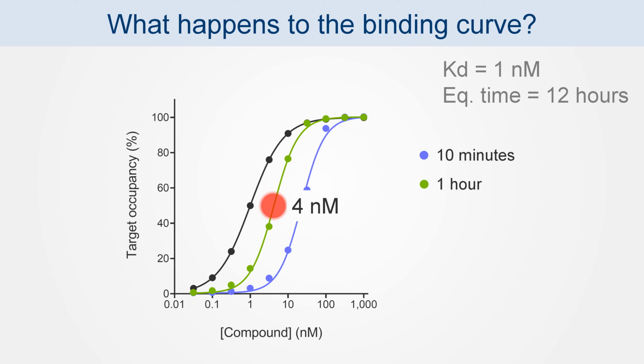Here's what happens if we use an incubation time of 1 hour, a time that is fairly typical. Again, the curve is shifted to the right. The effect is not as dramatic, but we are still underestimating ligand affinity by 4-fold here.